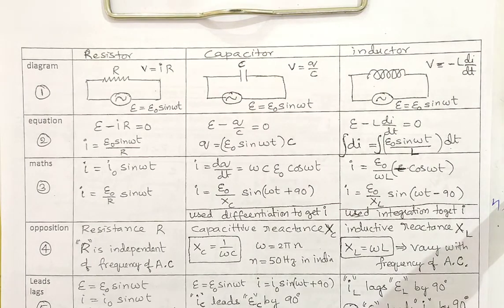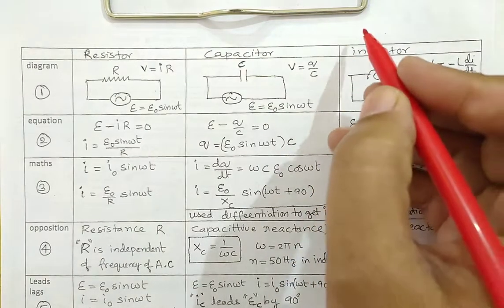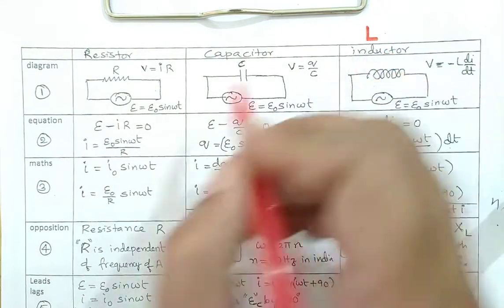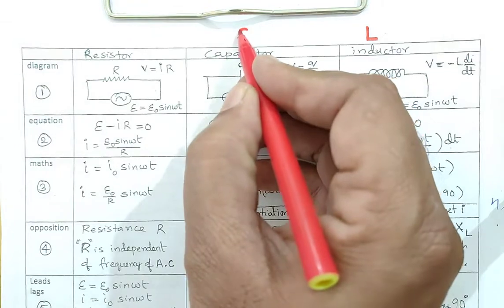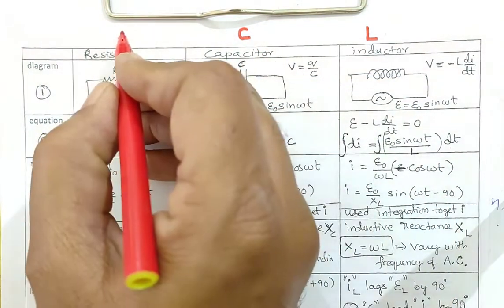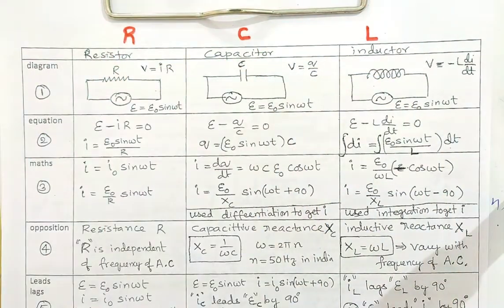Hello students, let us learn LCR circuits. L means inductor, C means capacitor, R means resistor.